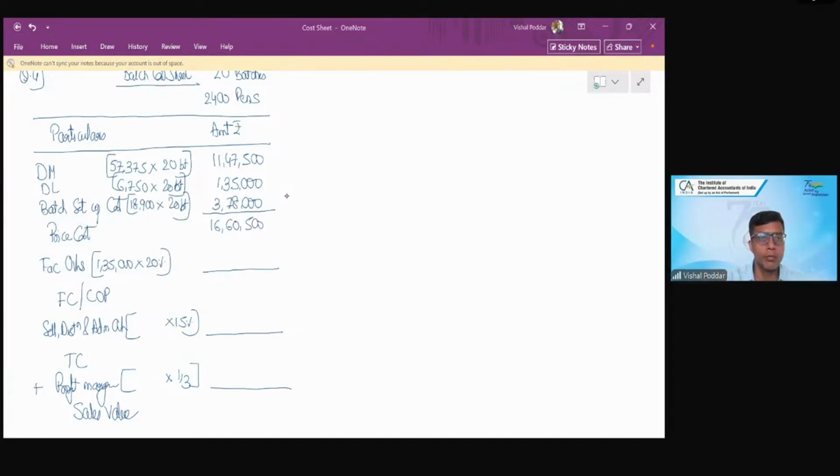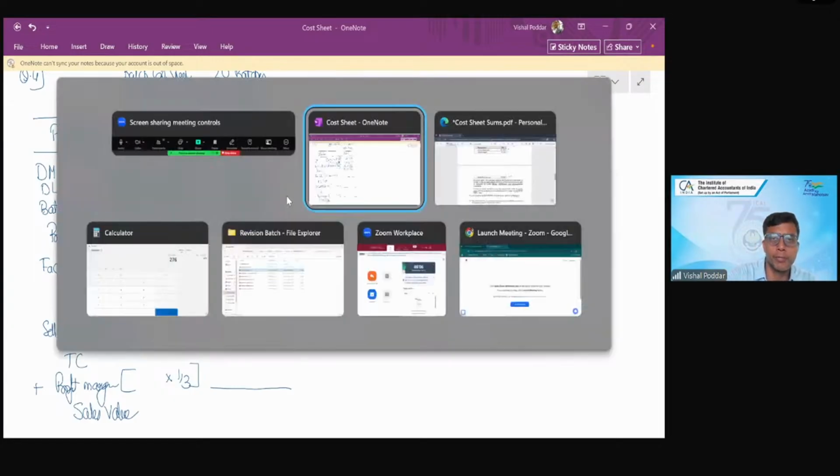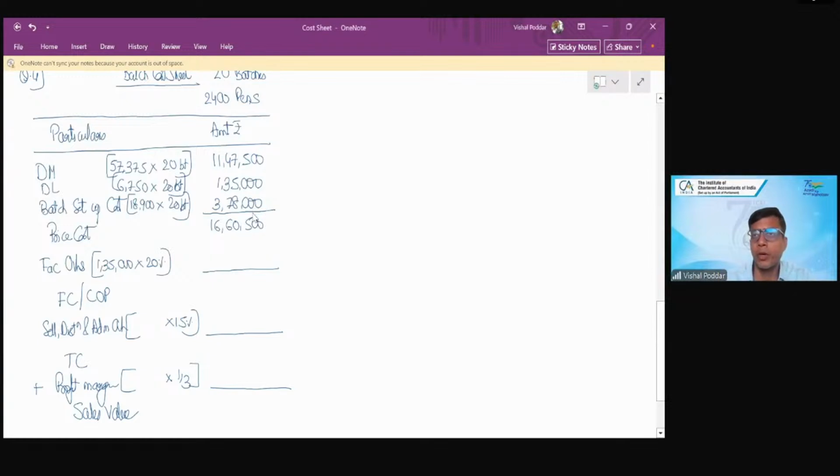Good. Apurva is giving me factory overheads. Apurva, is it only 27,000? Just cross check. Somehow I feel it is very low, but it is 13, 13, 27. Yes, you are right. It is 27,000. So 1,660,500 plus 27,000, so 1,687,500. Now we have to take 15% of this.